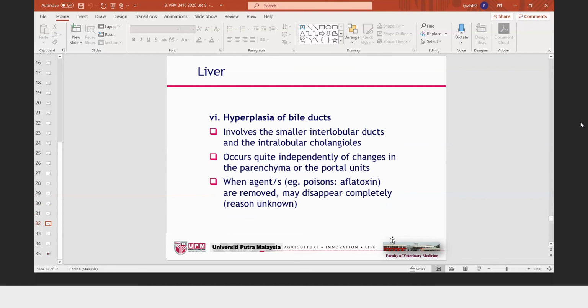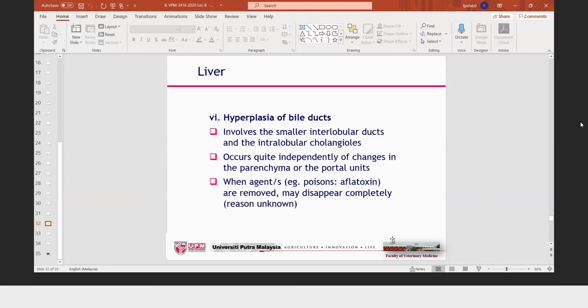Liver, apart from hepatocytes, in the portal tract, they have bile ducts. And the bile duct is very important to eliminate whatever elements are present in the liver. And this bile duct involves the smaller interlobular ducts and intralobular canaliculi. They occur quite independently of changes in the parenchyma and the portal unit.